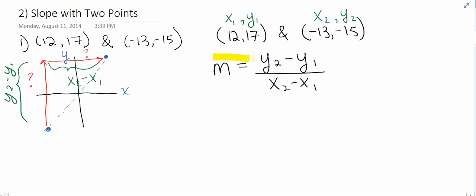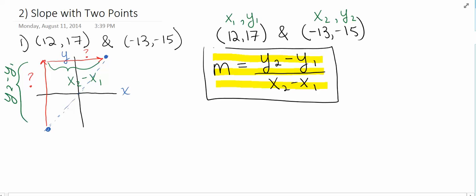So this is going to be really important. You might want to go ahead and put this in your notes. This is a very, very important thing to know. Maybe you want to put a box around it and then star it. This is to find slope.